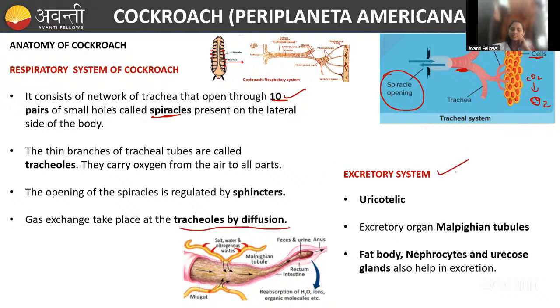Then coming to the excretory system in the cockroach. These excrete uric acid, so that's why we call them uricotelic. The main excretory organ is the Malpighian tubules, and other than the Malpighian tubules, the excretory organs are FUN. What is FUN? You can remember FUN as F is the fat body, U is the uricose gland, and N is the nephrocytes. FUN is acting as the excretory system.